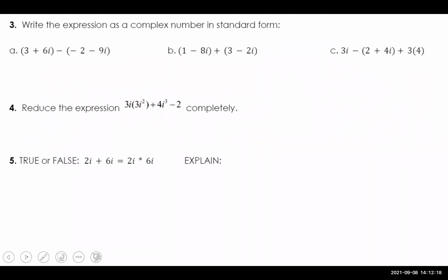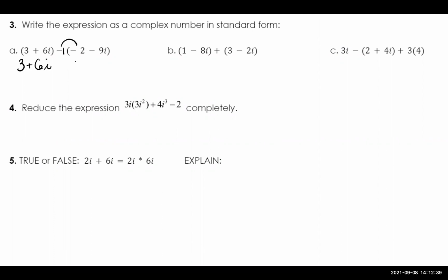Number 3, write the expression as a complex number in standard form. So just simplifying and combining like terms. For A, there is a -1 in front of that parentheses. There's a +1 in front of the first parentheses. Distributing a +1 does not change the values, so we're just going to drop the parentheses.